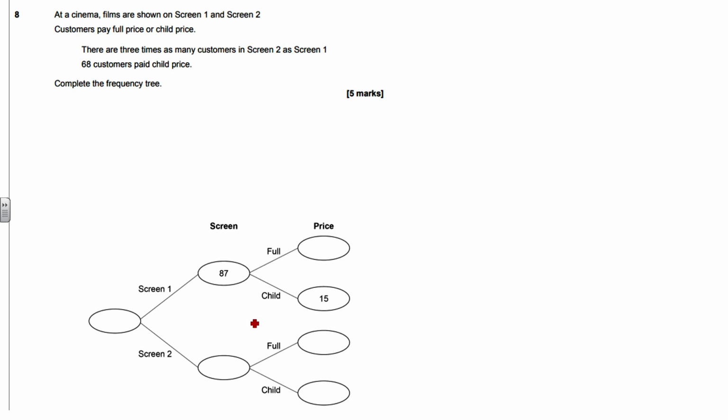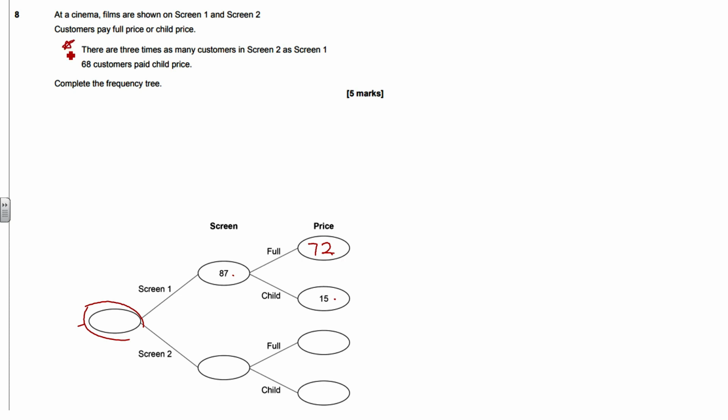The way it works is that the first box, the first oval, is broken down into those people who went to screen 1, those who went to screen 2. Then the screen 1 people are broken down into those who paid full price, who paid child price, and the screen 2 people are broken into those who paid full price, those who paid child price. So these two numbers here and here should add up to give me this number here. So I can immediately state that we're going to have 72 people in this box, because 72 add 15 is 87. Now, I'm a bit messed up on filling anything else out without looking back to the question.